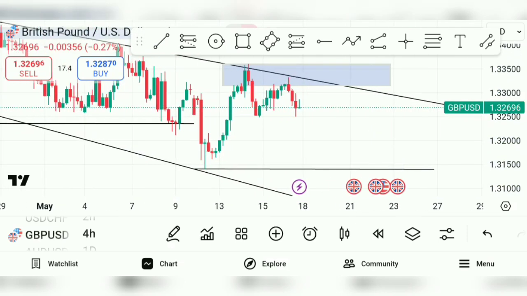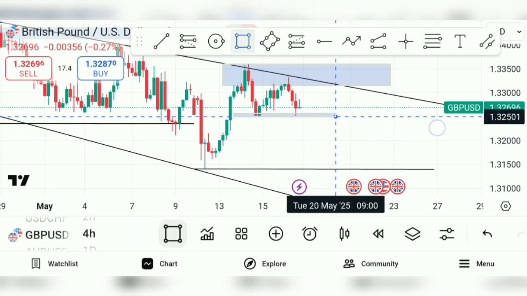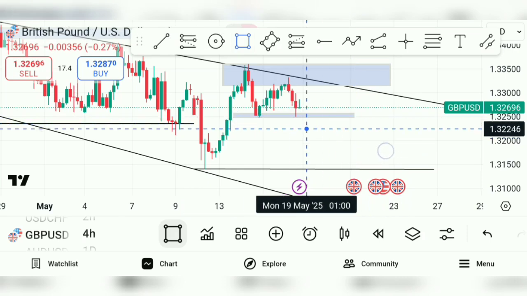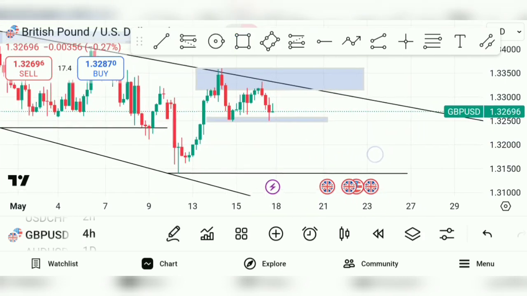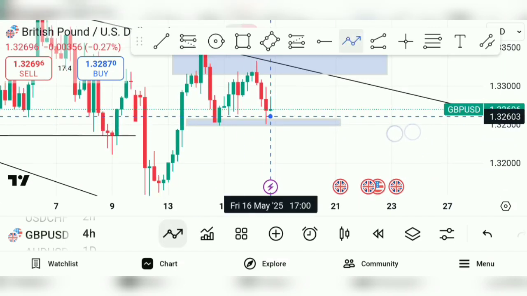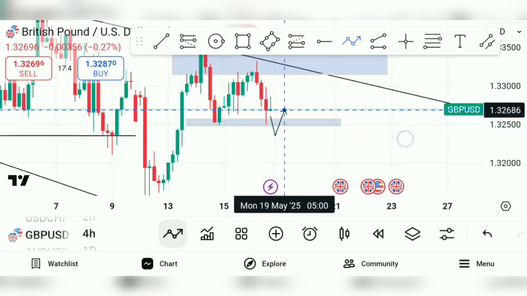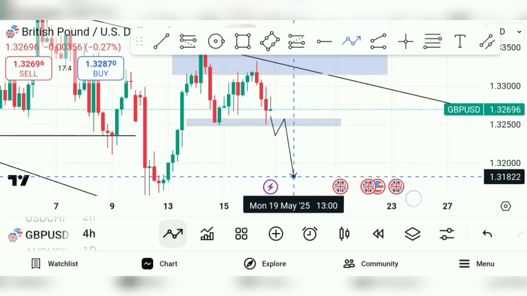Since I've missed entry from that zone, I'll definitely be waiting for this market to break this zone on the 4 hour time frame. Then once this zone is taken out, I'll wait for this market to break the zone and then give me that little retracement. I just take the sell to the downside.